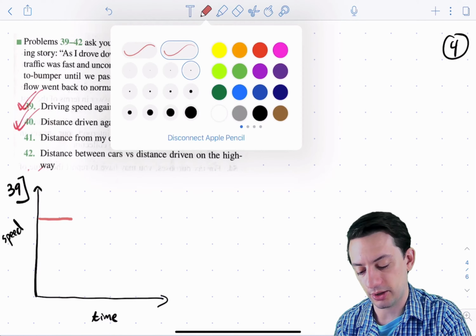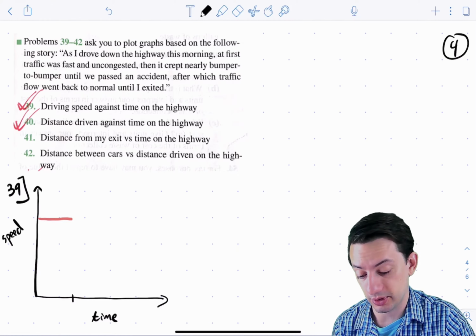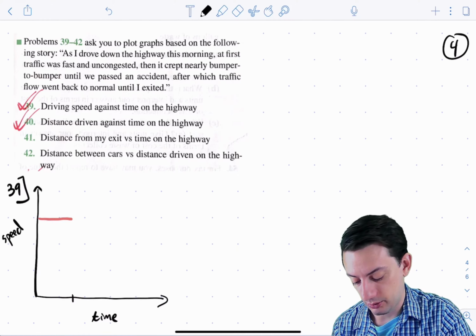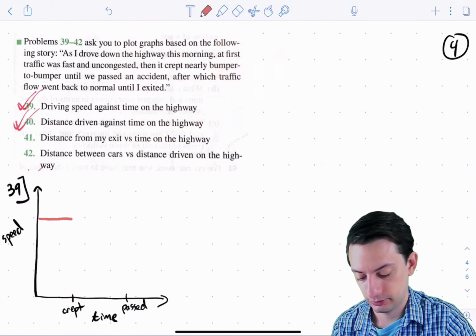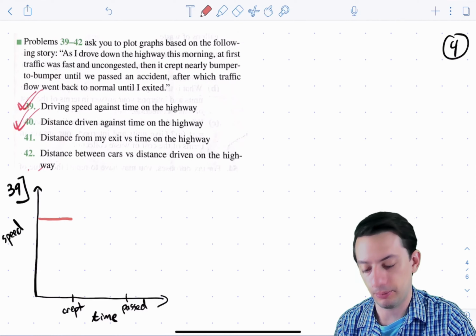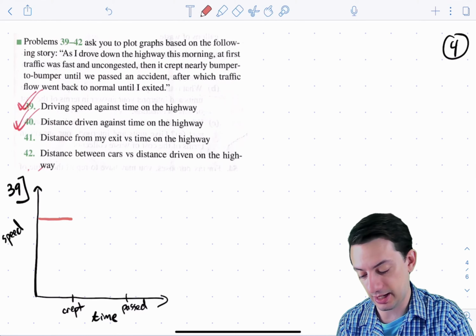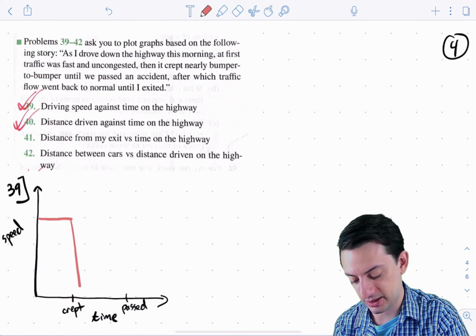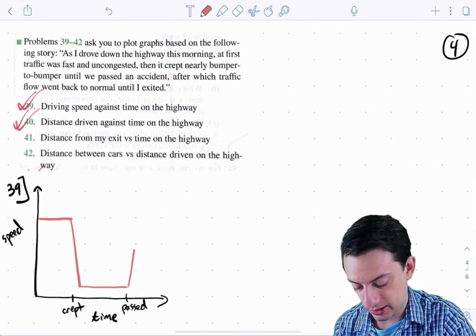And let's make a little mark on our x-axis just for us, for where we move from one part of the story to the other, where it crept bumper to bumper. So let's say crept. And then later we passed an accident. So where it passed. Okay. Now, at some point, it got really slow and went bumper to bumper. Now, because this is a physical problem, a car can't go from really fast to stopped instantly. It has to decrease. So it probably did something like this. And then it crept along for a while until you passed the accident, and then things went back to normal.